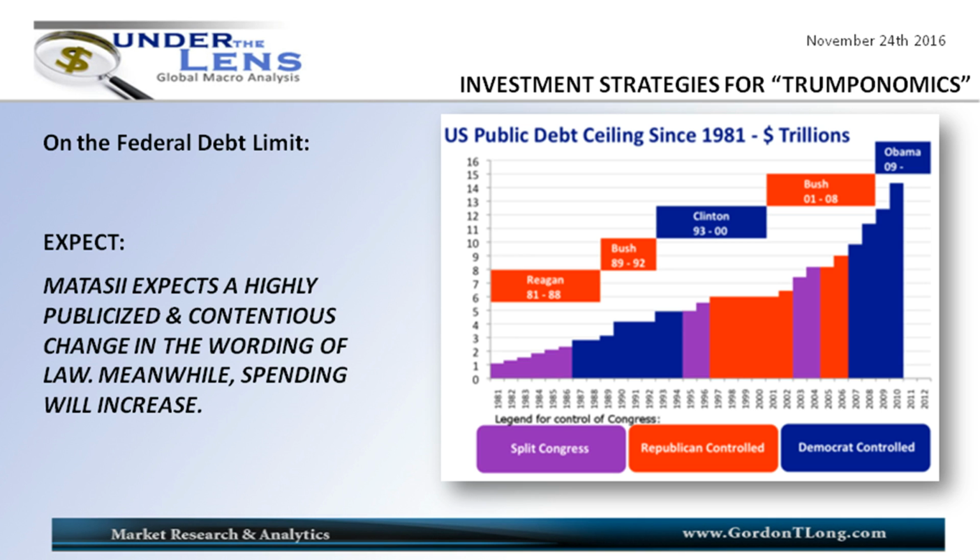Malpass suggests we must recognize that this has been a complete failure of the law. We ought therefore to have a way to rewrite the law so that it at least attempts to control spending before it becomes debt, rather than after it becomes debt. What to expect? We expect a highly publicized and contentious change in the wording of the law. Meanwhile, spending will increase, the balance sheet will increase.